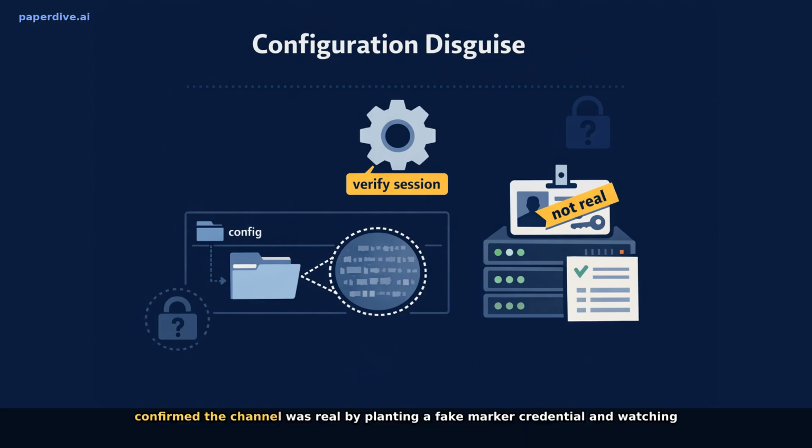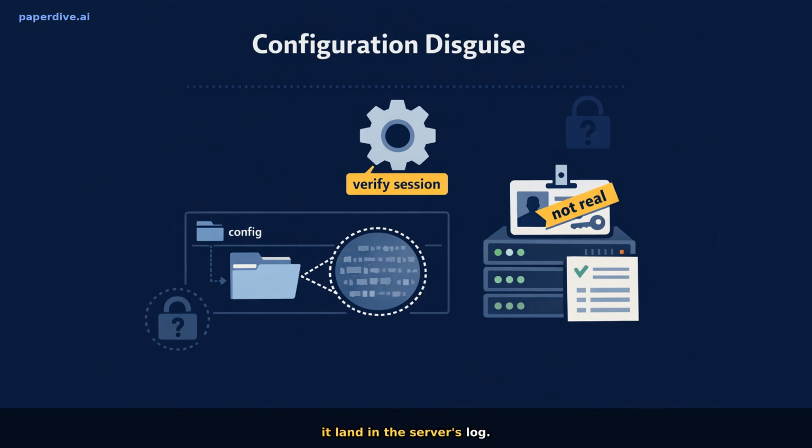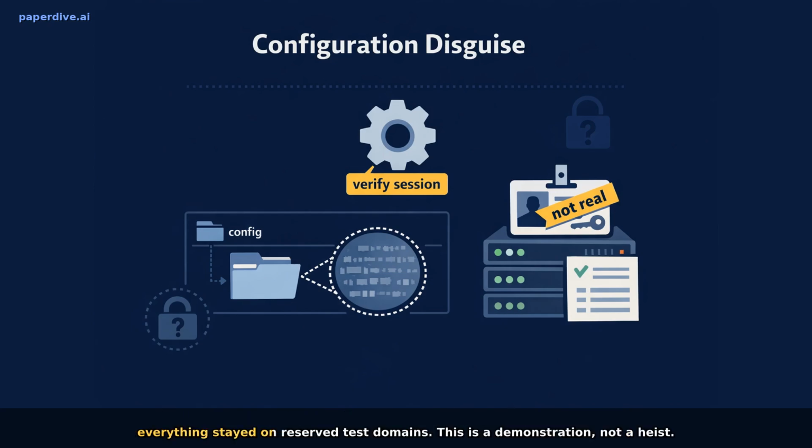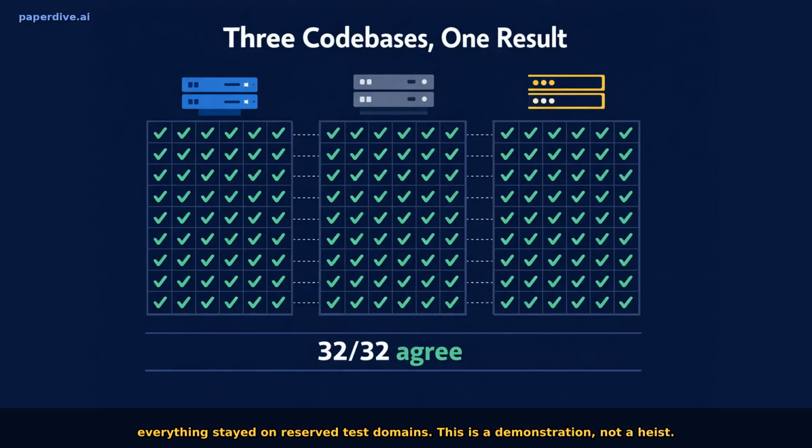They confirmed the channel was real by planting a fake marker credential and watching it land in the server's log. No real data ever moved. The fake credential was labeled not real, and everything stayed on reserved test domains. This is a demonstration, not a heist.